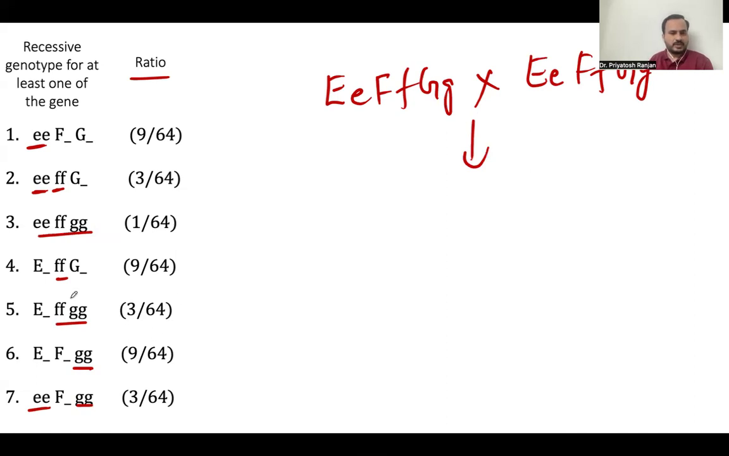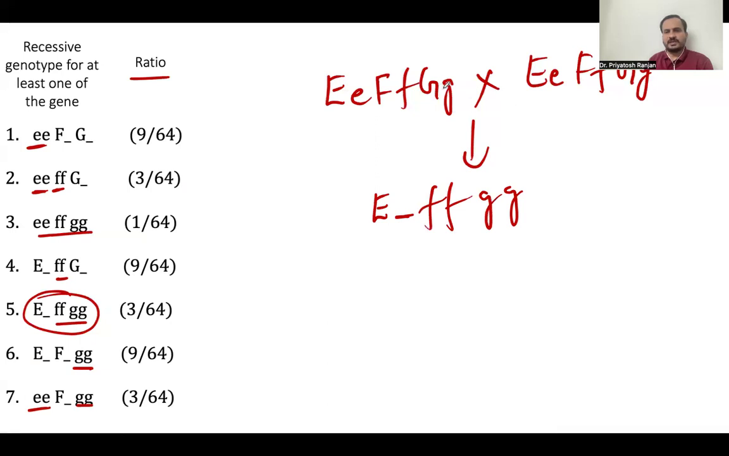For example, if I'm making such a cross, what is the fraction of the offspring which I'm going to get for the given genotype: capital E, which could be a small e or the capital E, a small f, a small f, small g, a small g. You just make one cross at a time.